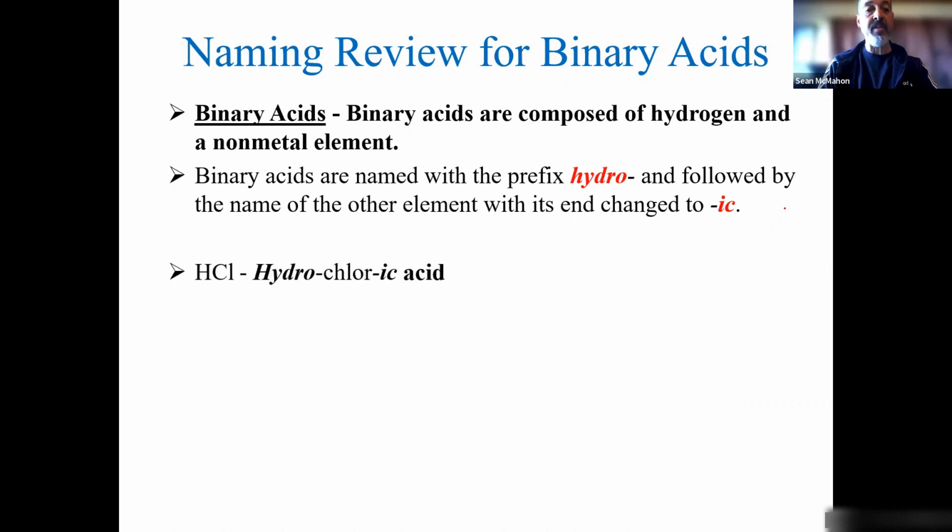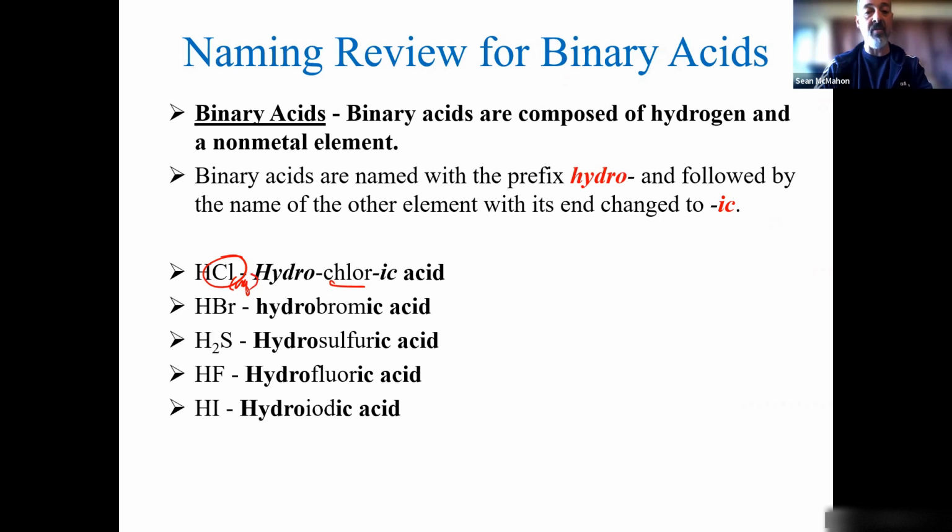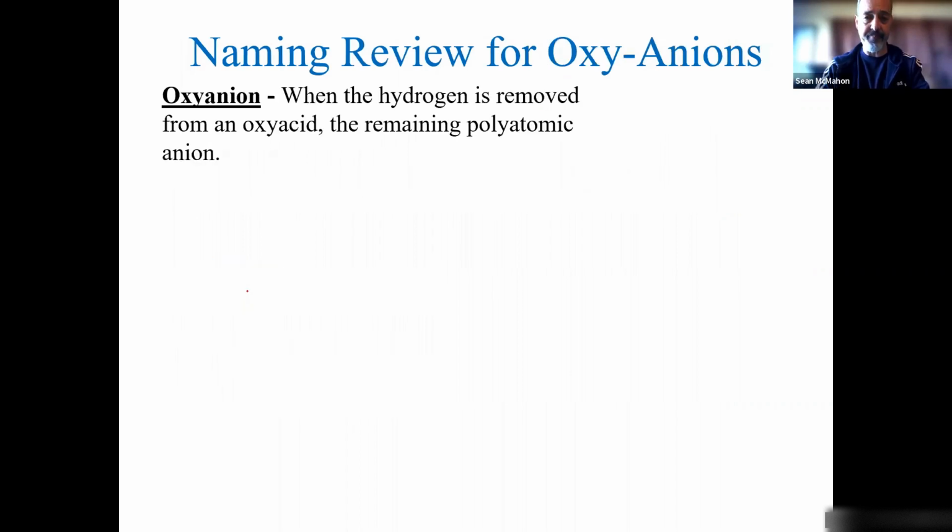So in this example, we see that we have hydrochloric acid. Again, the root is derived from the nonmetal chlorine. And I should have aqueous here to show that it's an acid. This would be hydrobromic, hydrosulfuric, hydrofluoric, and hydroiodic. So this is, again, just a quick review of binary acids. Binary means two: hydrogen and a nonmetal. The name is derived from the nonmetal's root, and then we add the hydro prefix and the -ic acid suffix.